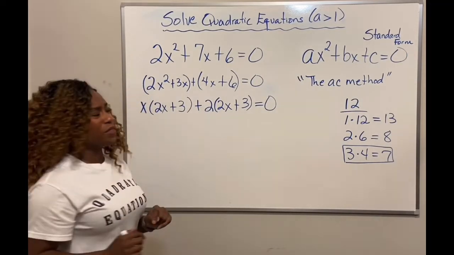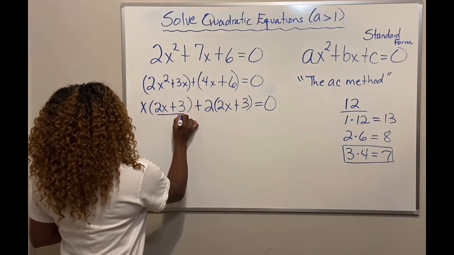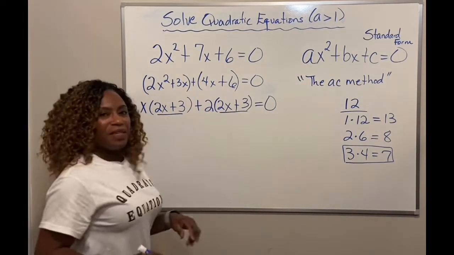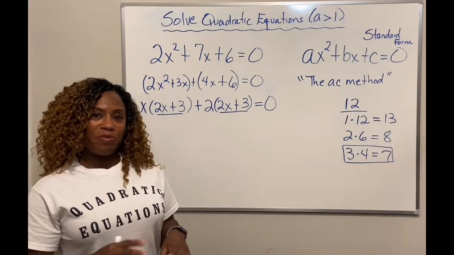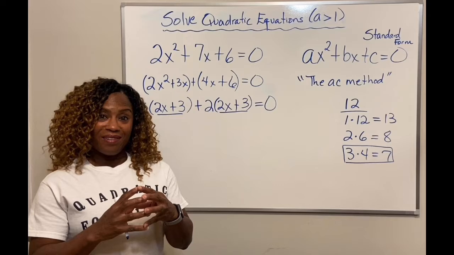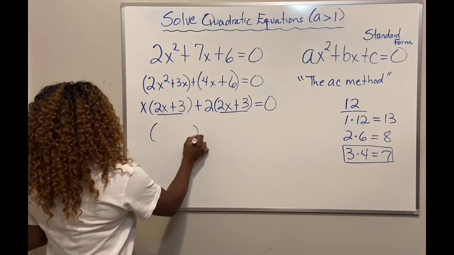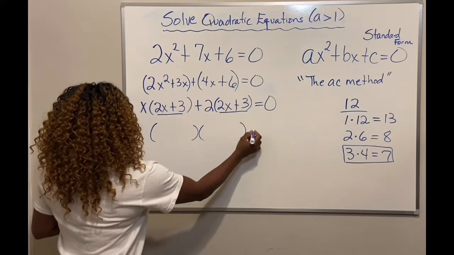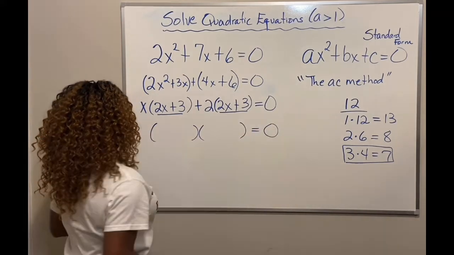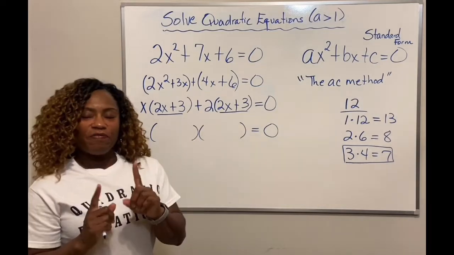Now, I want you to notice something. Notice that this expression in the parentheses matches that one. They should match when you're using this method because they're going to make up one of the factors of this equation. What do I mean by that? Well, this is the point where we actually list our factors, which are going to be 2 expressions, it looks like. And let me tell you how the first factor looks.